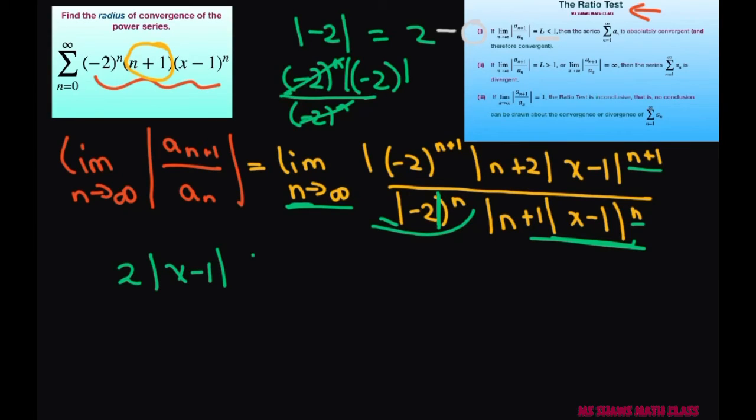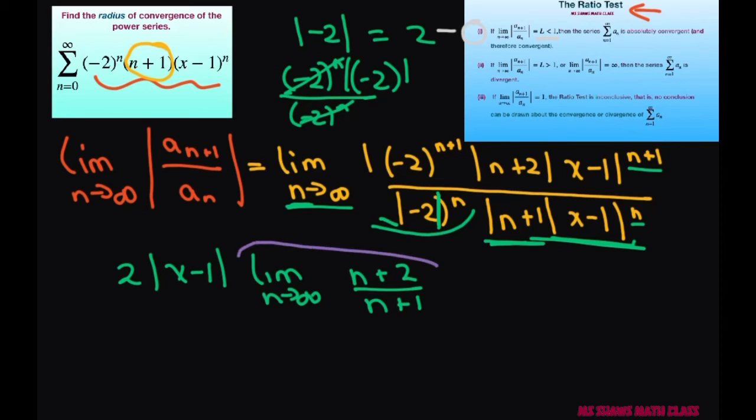And then we have times the limit as n approaches infinity. We don't need absolute value on this, so this is going to be n plus 2 divided by n plus 1. All right, when you evaluate the limit here, this just equals 1, and 1 times this is going to be 2, so 2 times the absolute value of x minus 1.